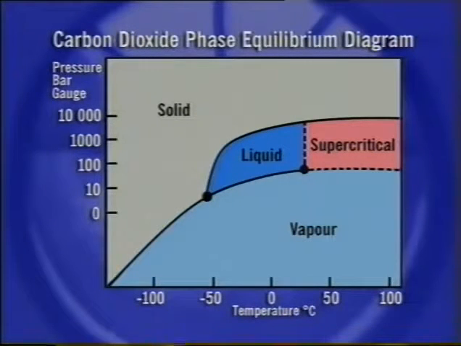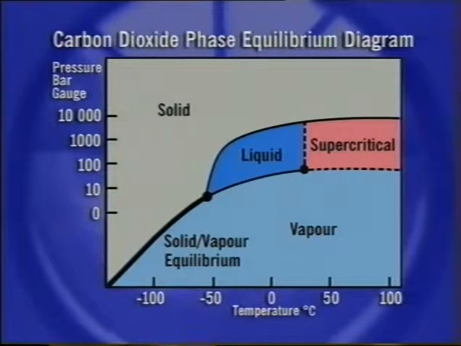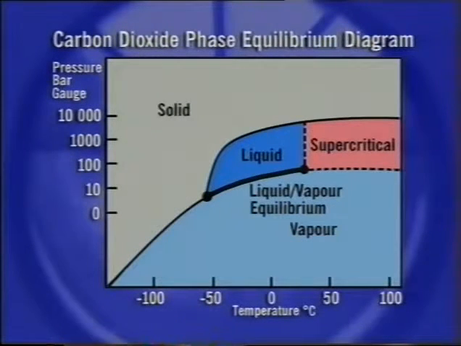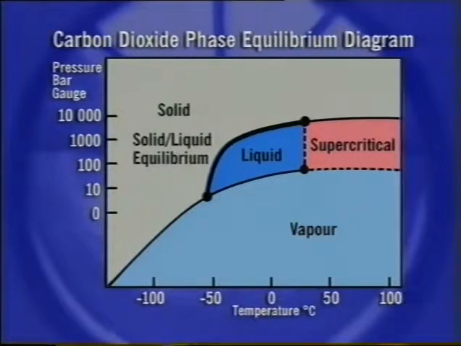The colored areas marked solid, liquid, vapor, and supercritical define the limits of temperature and pressure under which each single phase can exist. The solid lines indicate the pressures and corresponding temperatures under which two different phases can exist in equilibrium. For example, solid and vapor, liquid and vapor, and also solid and liquid.